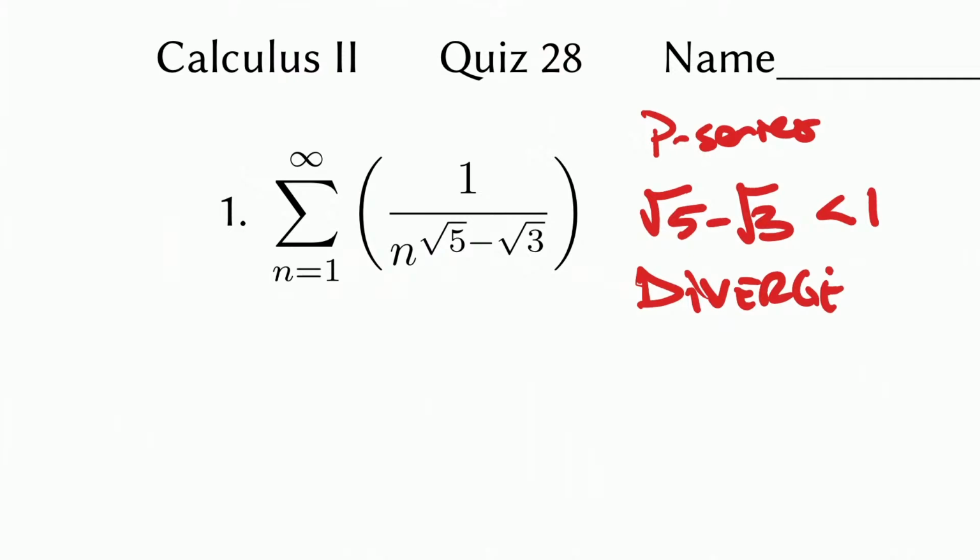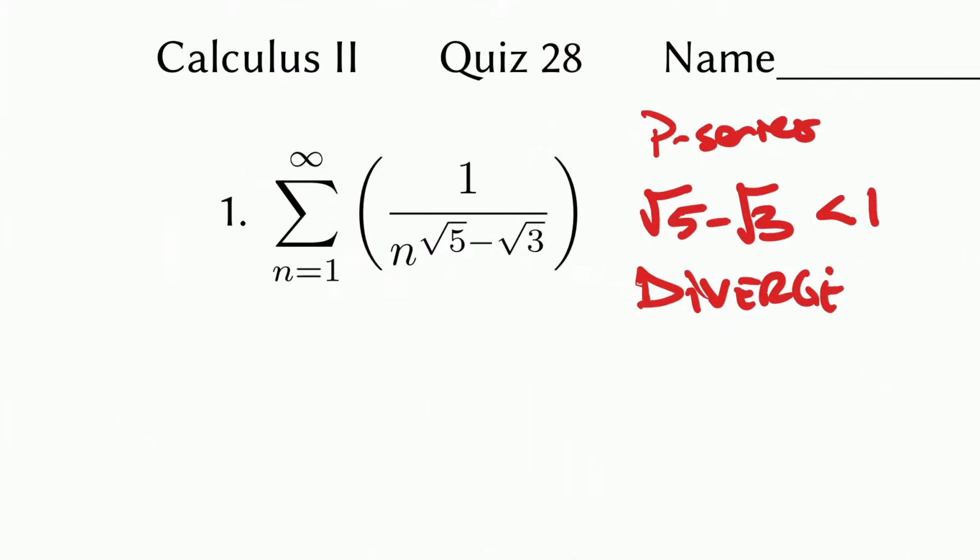The first one, p series, radical 5. I didn't even do this on a calculator. I probably should have. Let me grab a calculator. Radical 5 is like 3 or 4 or something like that. And then radical 3 is 1.7. So I think that's less than 1, isn't it? Let me check. Radical 5 is 2.2. Yeah, for sure. So 2.23 minus 1.73 is 0.5. So that's less than 1, it's a p series. The power is less than 1. So this thing diverges. Hopefully everyone got that one.